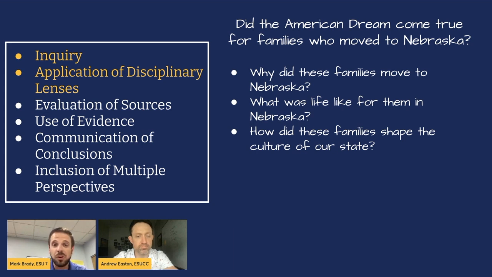Another question might be, what was life like for them? That's through the lens of a historian. What did their day-to-day life look like when families first moved to Nebraska? What were their experiences like? And then thinking through a geographer's lens as well: these first families that moved to our state, what are some of the lasting cultural impacts they made on our state that are still evident today in 2022? So we talk about the application of disciplinary lenses. It's just getting students to think like historians, geographers, economists, and political scientists would think through the use of some of these questions.